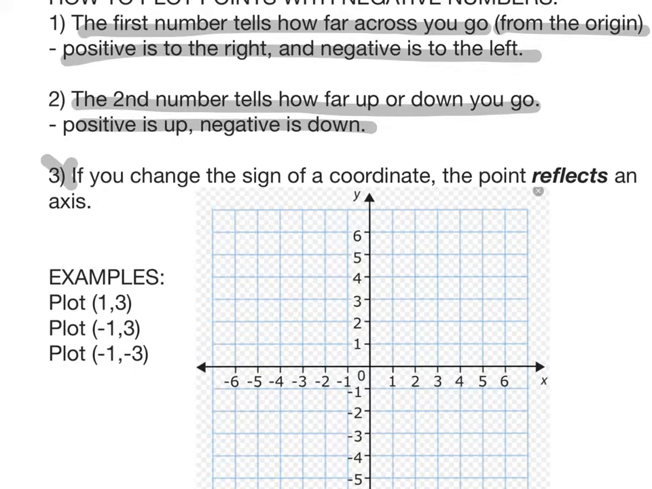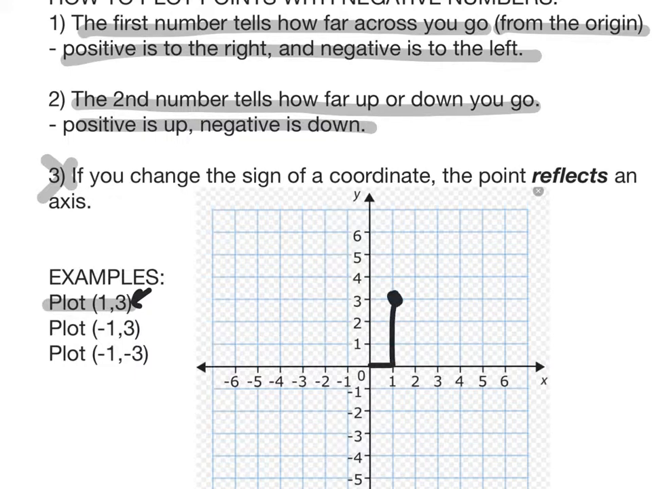So I'm going to show you how to plot (1, 3). Look back up at the steps. The first number, the 1, tells you how far you go from the origin to the right. 1's a positive number, so I'm going to go to the right 1. The second number tells me how far up or down to go. The second number is a 3, so I'm going to go up 3. So the point is right here.